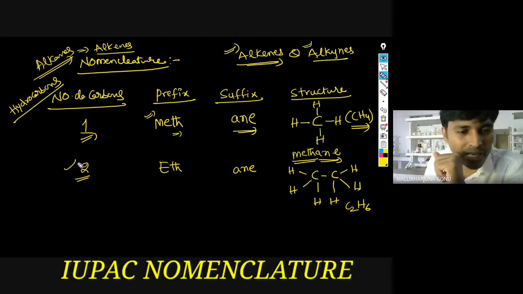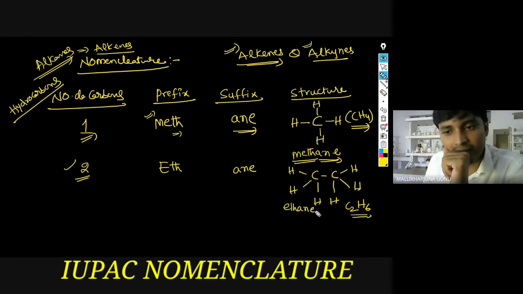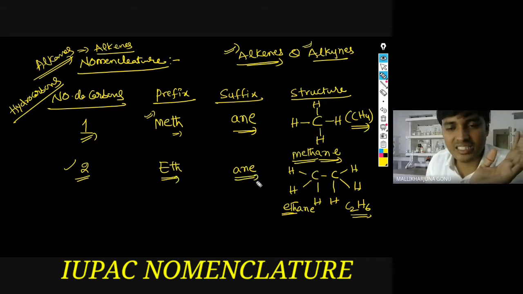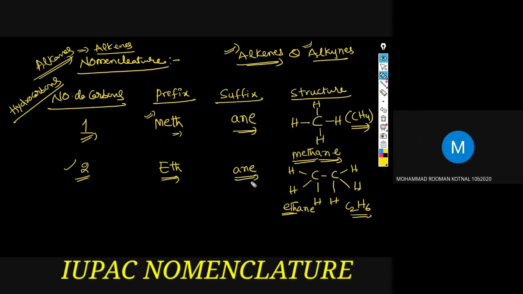I am talking only about the number of carbons; the hydrogens we have to adjust according to that. One bond is used to connect the carbons, so only 3 are left with each carbon. That's how it is C2H6. What is the name of this compound? Ethane. What is the prefix? Eth, the term which you write first, and next the suffix is ane.